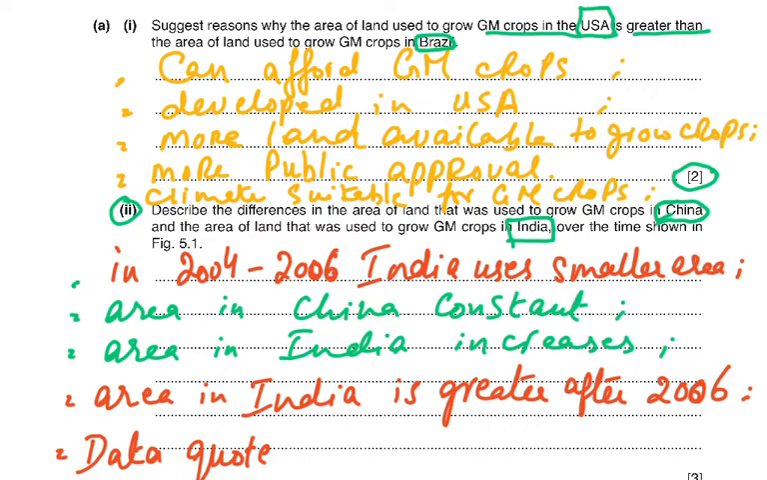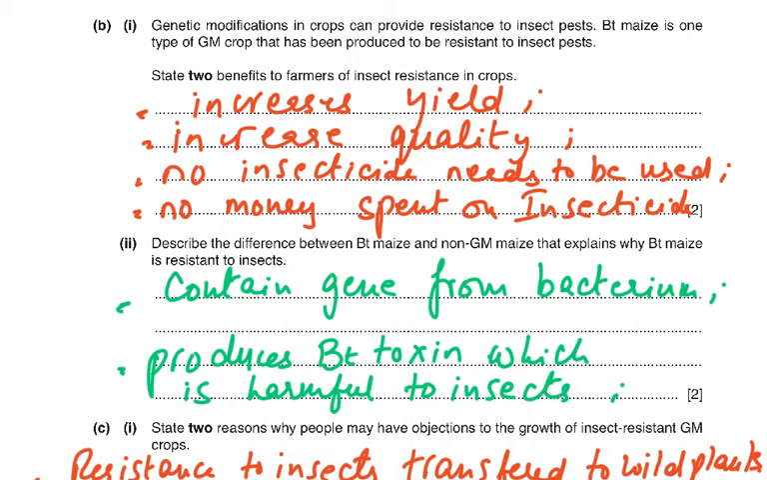You can just read the mark scheme. In 2004, 2006, India uses smaller area, China constant, area in India increases, area in India is greater after 2006, and if you gave me a data quote or comparative figures, you got another mark. But there were only 3 marks for this, so any 3 out of these would get you your 3 out of 3. Then for part B1, it was a simple one.